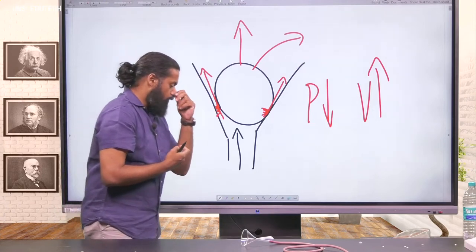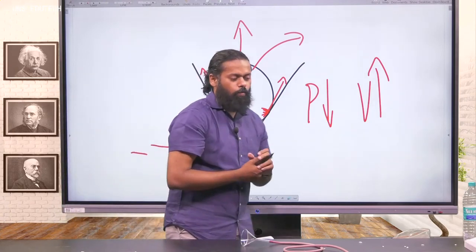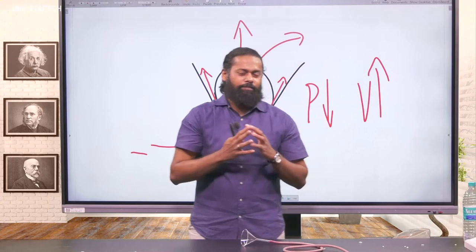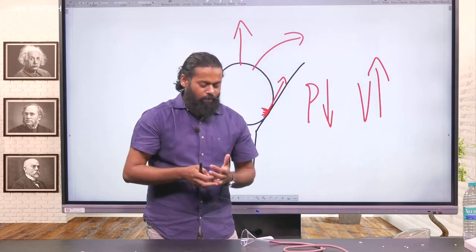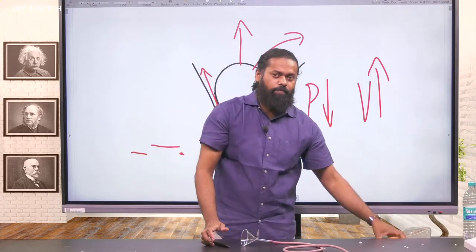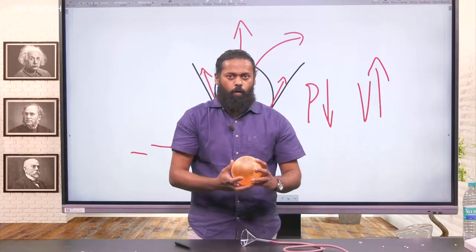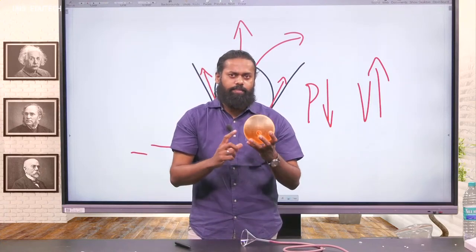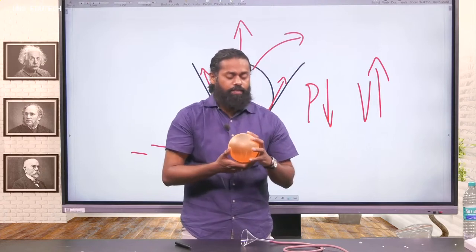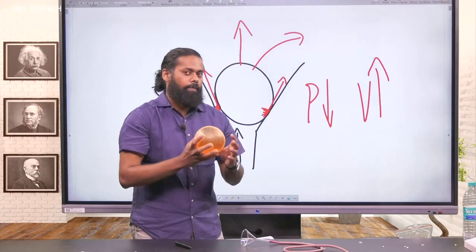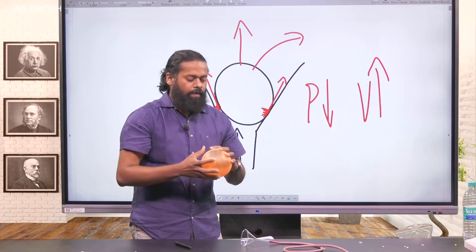Okay, now we can show you one more interesting experiment. Then you will realize, we can actually float a ball. I have a ball here. I can float this using a jet of air. That is really interesting. That is again another application of Bernoulli. Okay, let us try to do that.